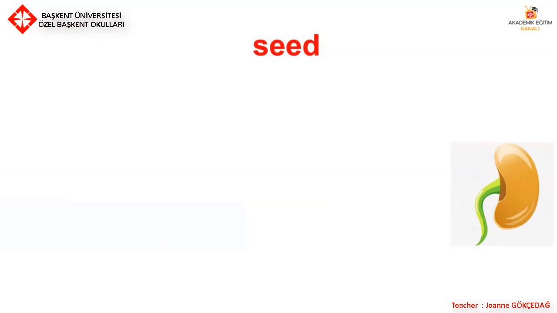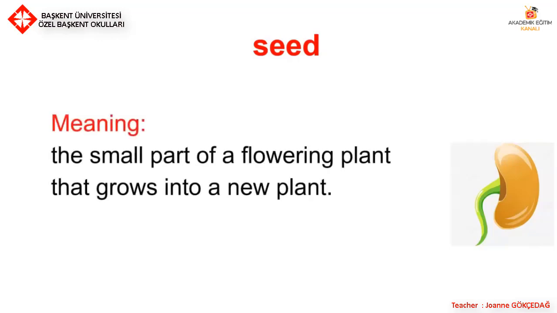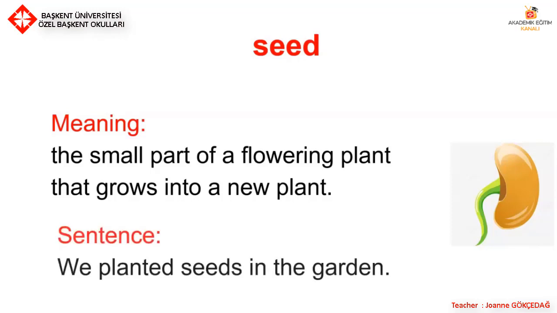Here we have a picture of a seed. A seed, we grow plants from seeds. Meaning, the small part of a flowering plant that grows into a new plant. Sentence, we planted seeds in the garden. Next word, seed embryo.